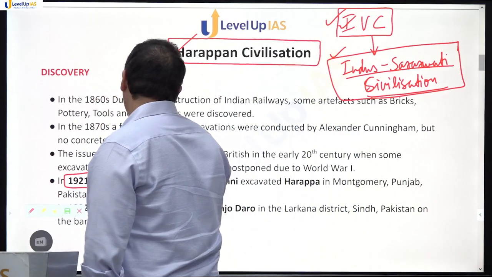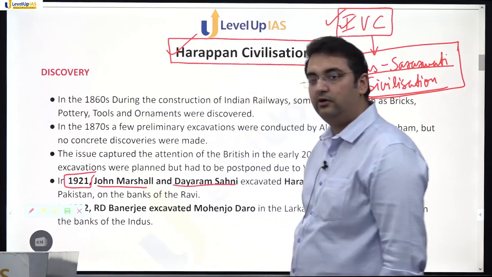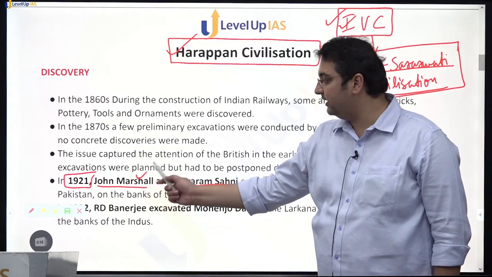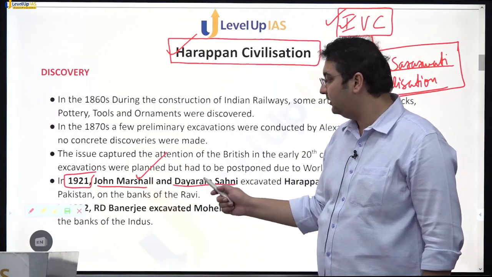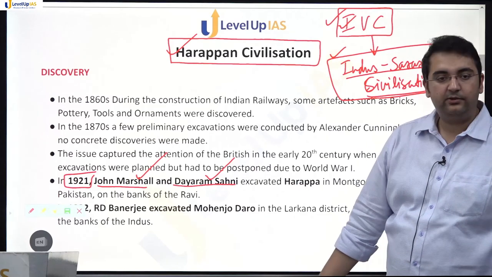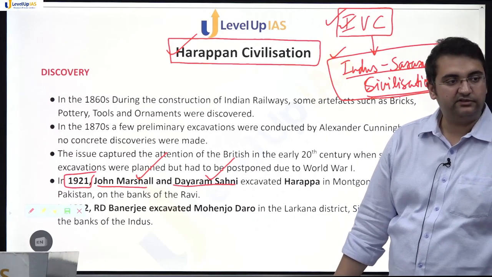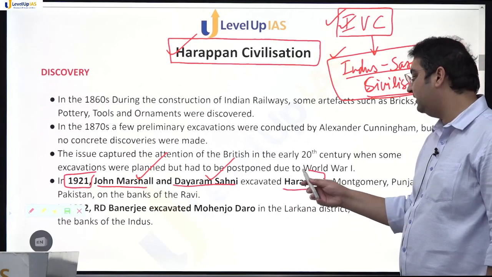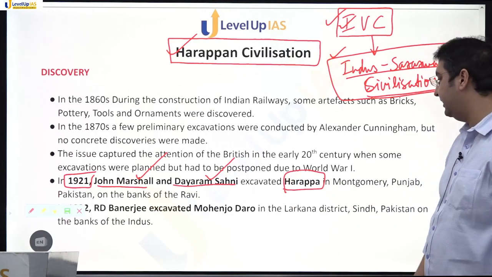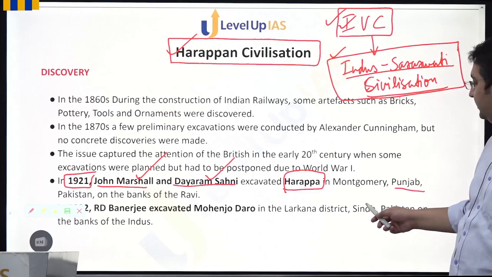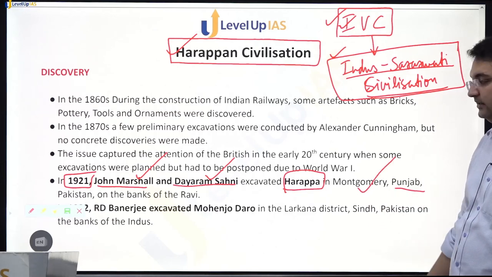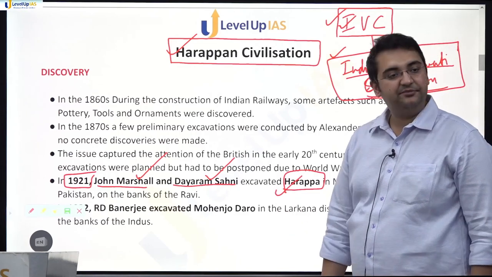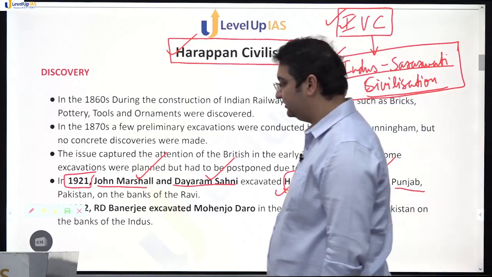1921, it was John Marshall and Dayaram Sahni, two archaeologists of the Archaeological Survey of India. John Marshall was the Director General of the Archaeological Survey of India. Dayaram Sahni was only 23 years of age at that time. He was simply a surveyor. Both of them conducted extensive excavations at Harappa. This is located in present-day Punjab of Pakistan. More specifically, the Montgomery district of Punjab, right? And so Harappa came to be the type site of this new civilization that was discovered.